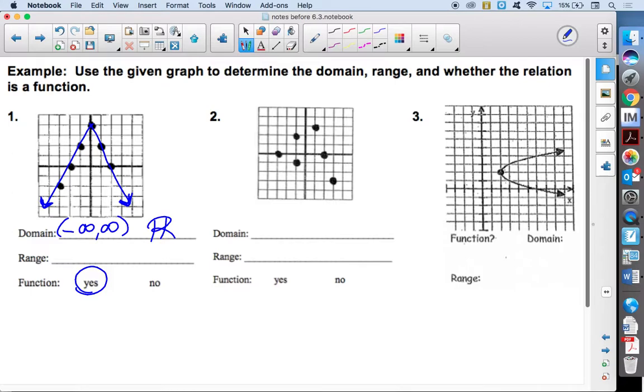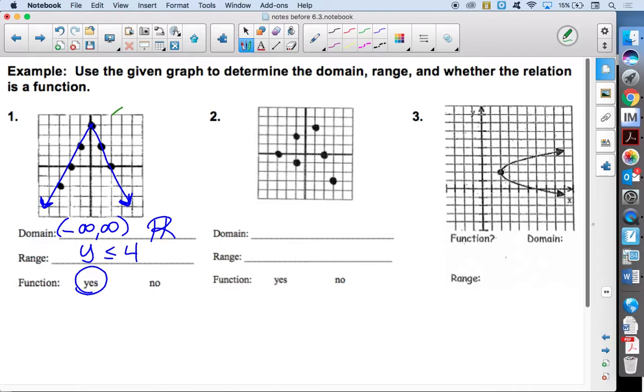How about the range? So thinking vertically. Aaron? I said less than or equal to 4. What's less than or equal to 4? Y value. The y values, yeah. So the y values are less than or equal to 4.